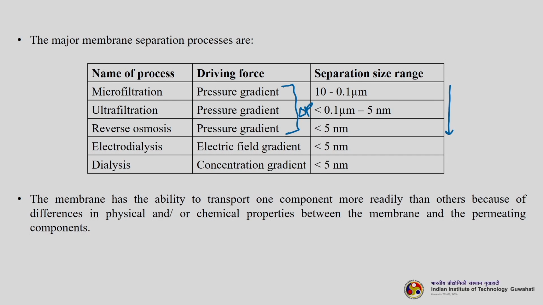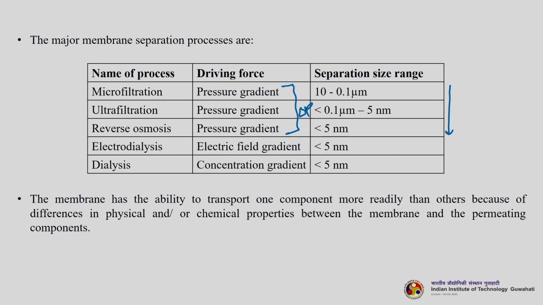So, 10 to 0.1 micron in microfiltration, 0.1 micron to 5 nanometer in ultrafiltration, and less than 5 nanometer in RO. Then we have electrodialysis, in which electric field gradient is the driving force, less than 5 nanometer, and dialysis, that is concentration gradient, less than 5 nanometer.